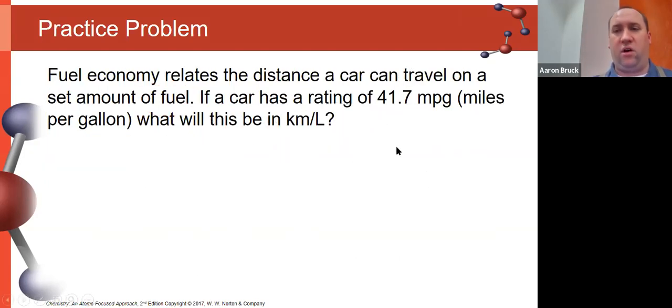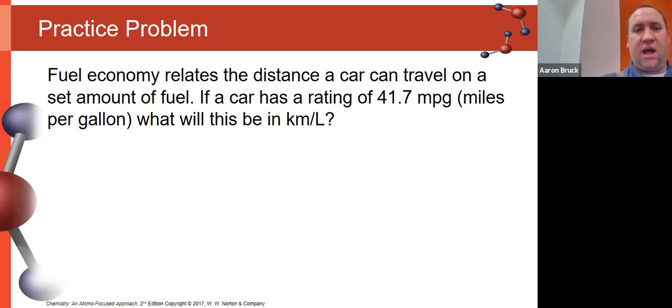Let's take a look at another problem. Fuel economy relates to the distance a car can travel on a set amount of fuel. If a car has a rating of 41.7 miles per gallon, what will this fuel rating be in kilometers per liter?